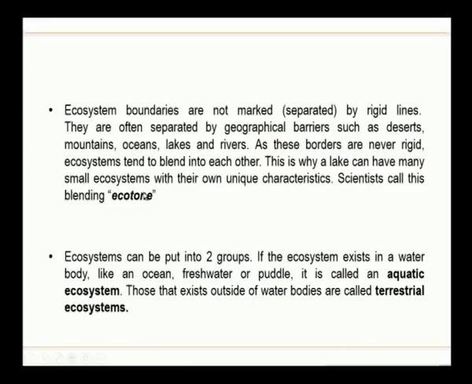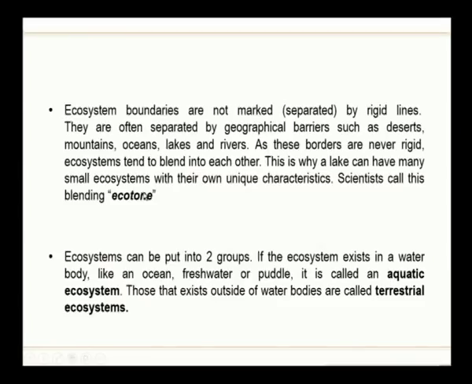So, there is no specific region or boundary which can separate this. There are a lot of transition ecosystems too, which is called a blending ecotone. Ecosystems can be put into two groups. If the ecosystem exists in a water body like an ocean, freshwater or pool, it is called an aquatic ecosystem. Those that exist outside of a water body are called terrestrial ecosystems.